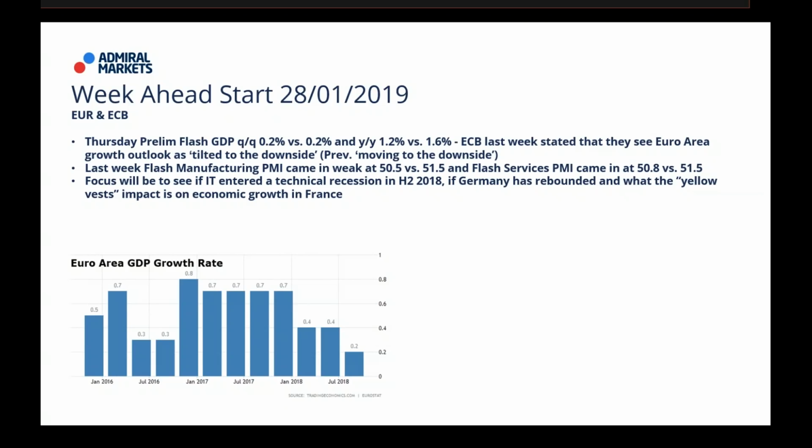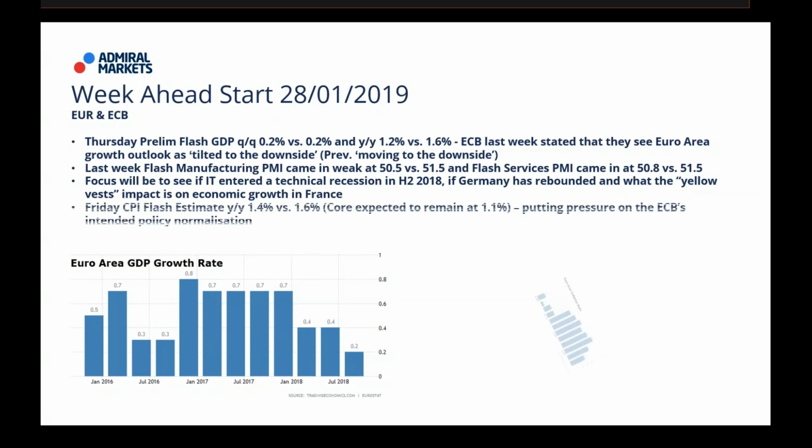Our next GDP growth numbers from Germany will be on February 14th, so that'll be of keen interest to us. And then, as I said, what is the impact on economic growth in France from the yellow vest movement? Yesterday, there were 10,000 people on the street, 10,000.